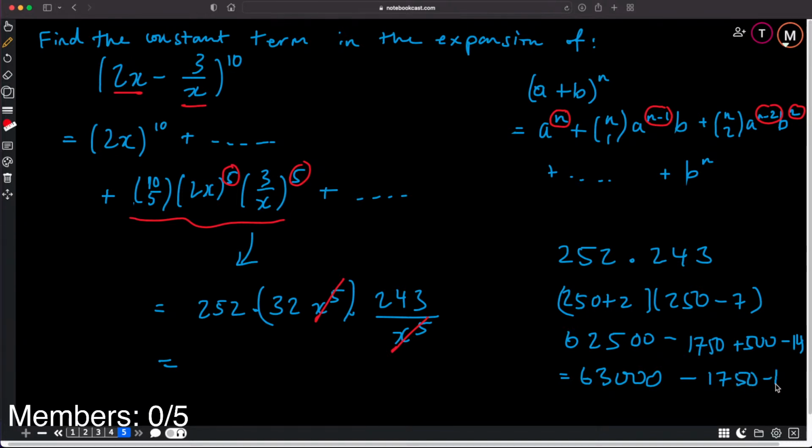I'm just going to leave it like that. 3,000 take 1750. 61236 if you want a quick speed up. I know you're going to get there, even if it's column methods. And then you need to multiply that by 32.